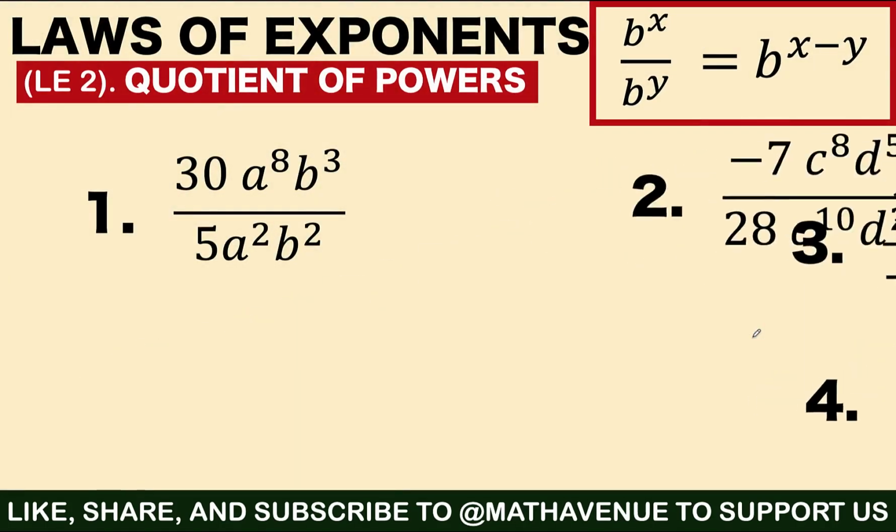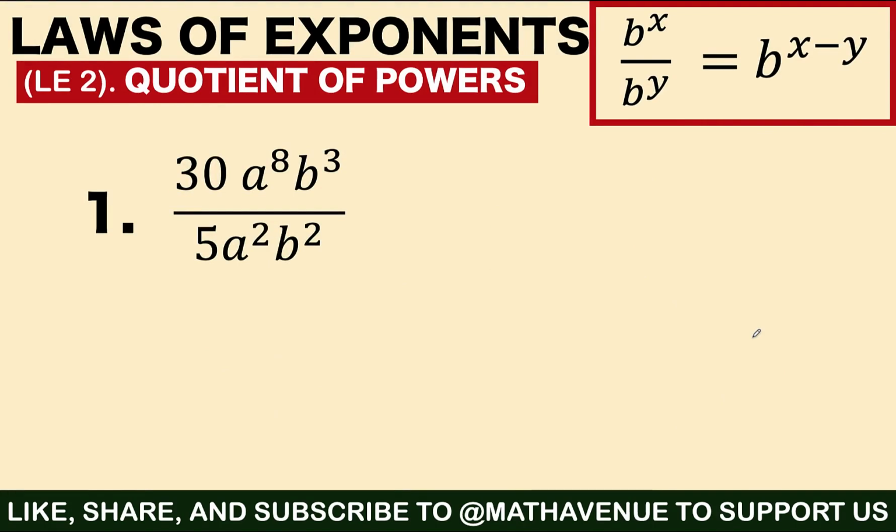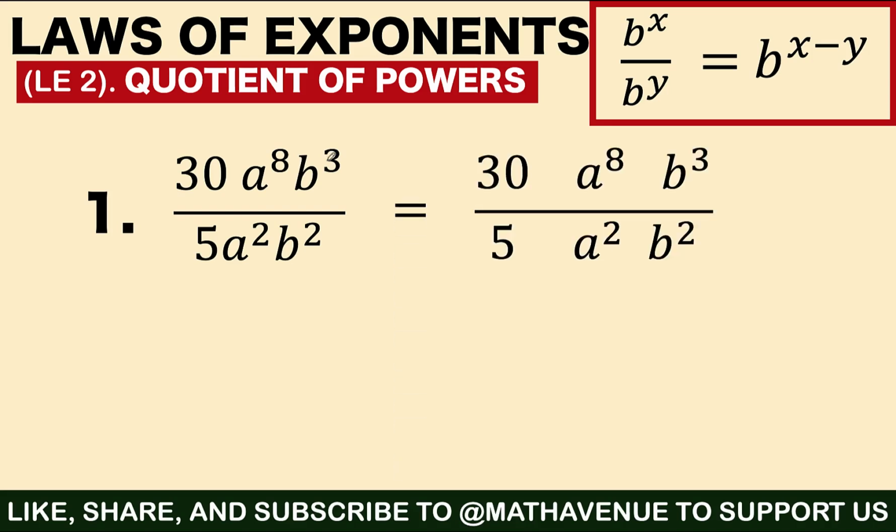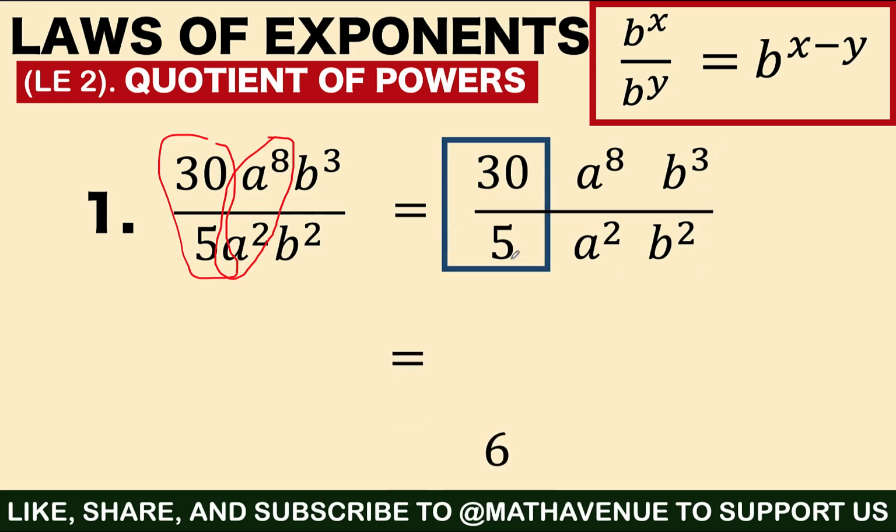Let's begin with number 1. 30a to the 8 b to the third divided by 5a squared b squared. Now the first thing to do here is group together all the numerical coefficients. You have 30 divided by 5. Then group together all those factors with the same variables. So you have a and a here, and then b and b also. Then 30 divided by 5 is equal to 6.